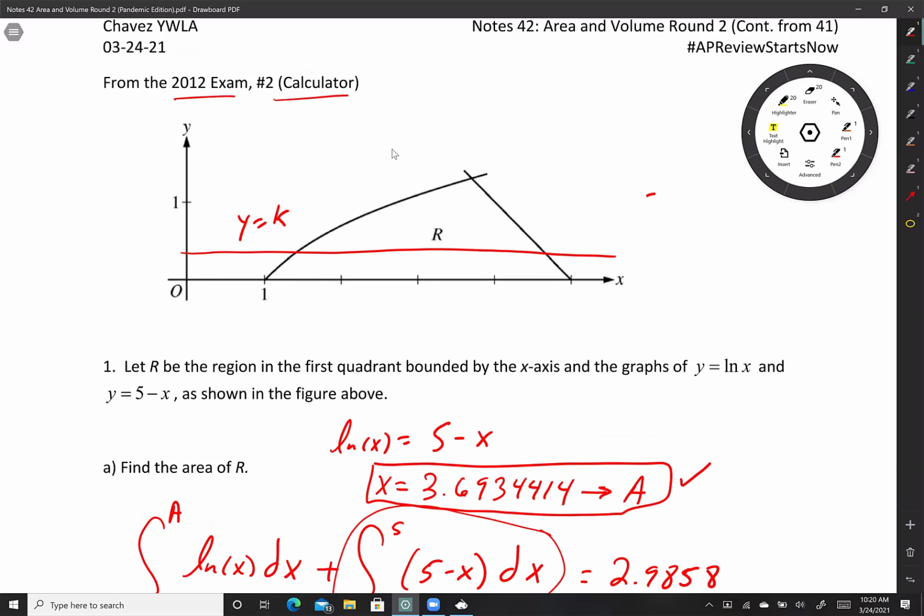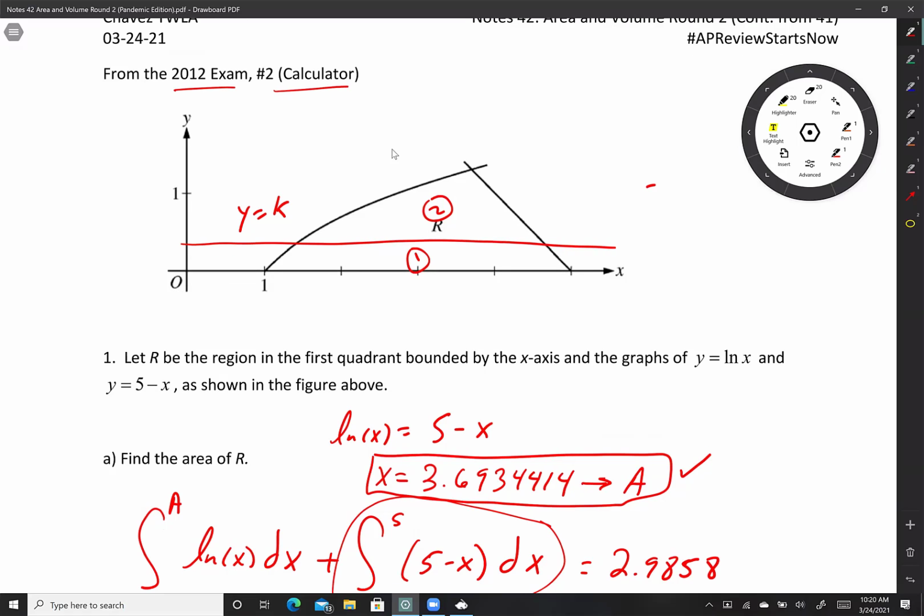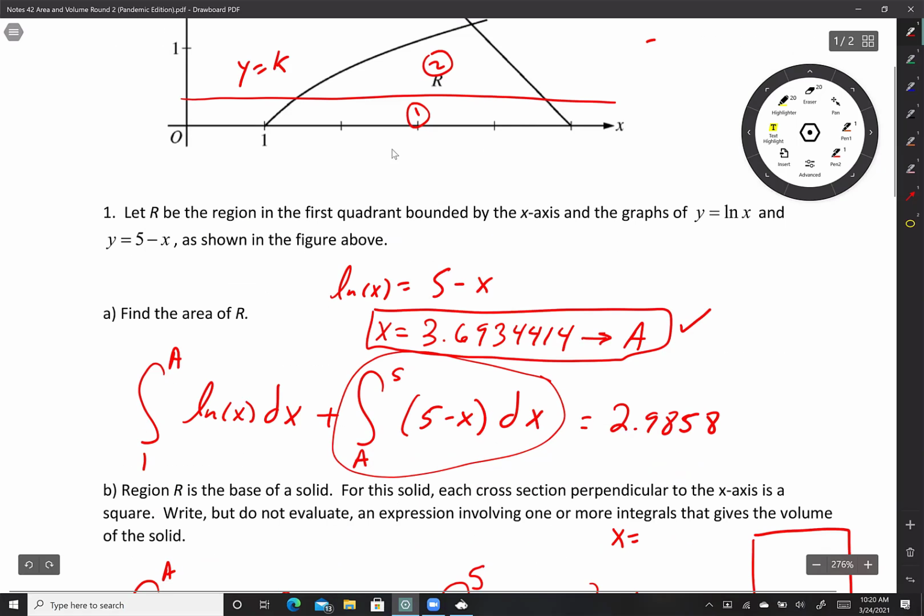It doesn't matter. Somewhere in there, right? Region 1, region 2. I want those areas to be equal. Well, I already know that the total area is 2.958. You know what? I don't even want to include the 2.958. Not right now. Here's what I'm thinking.